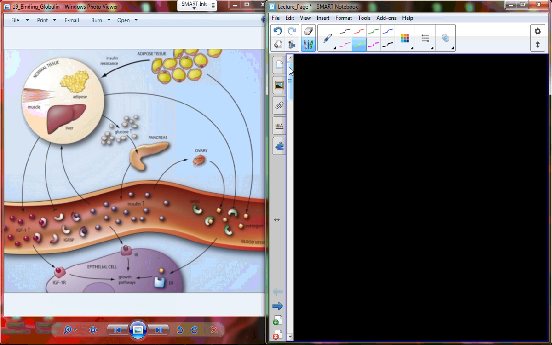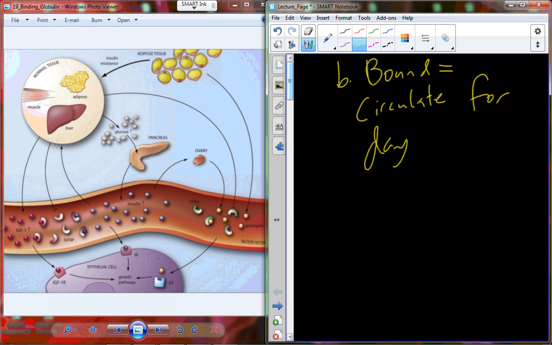So we can be unbound, or we can be in a bound state associated with a transport protein. Now, when we are unbound, we may have a half-life of a couple minutes for many of our hormones. When we're bound to a transport protein, hormones can circulate for days to even weeks. So it's going to increase the half-life significantly.